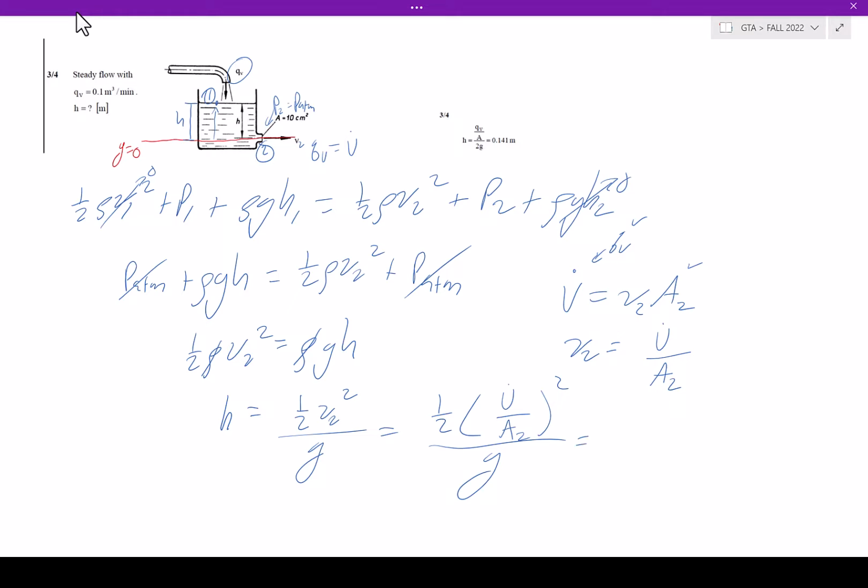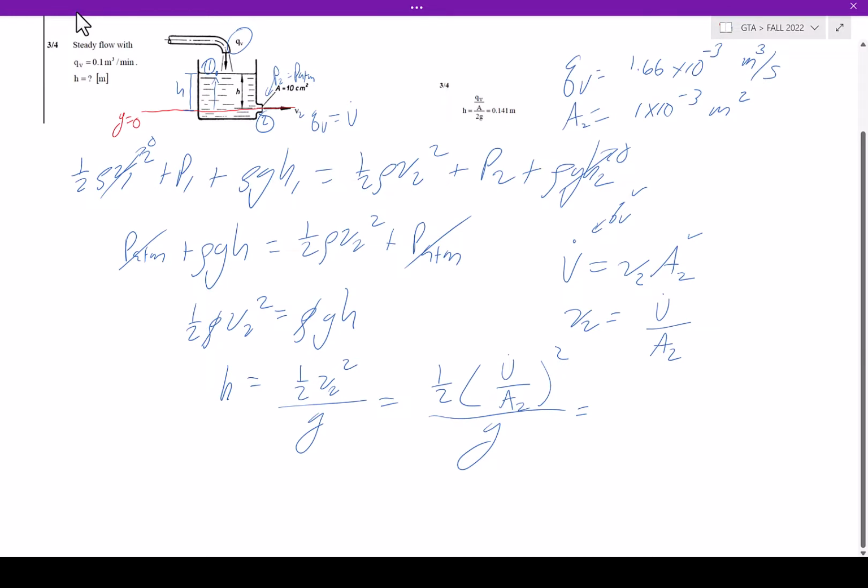So I did solve it. I believe QV is 1.667 times 10 to the negative third, in meters cubed per second, because it's given per minute. Once you convert the area, that's equal to 1 times 10 to the negative 3 meters squared for the area of the outlet. That's A2. So once you do that, this term is essentially 1.667 times 10 to the negative third over 1 times 10 to the negative third.